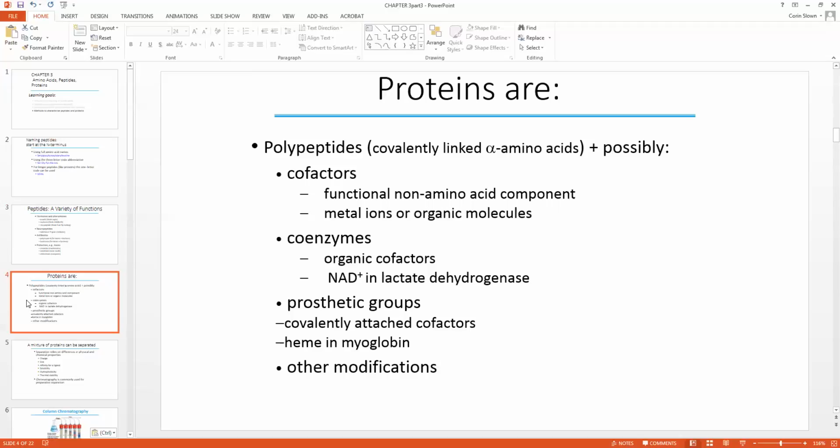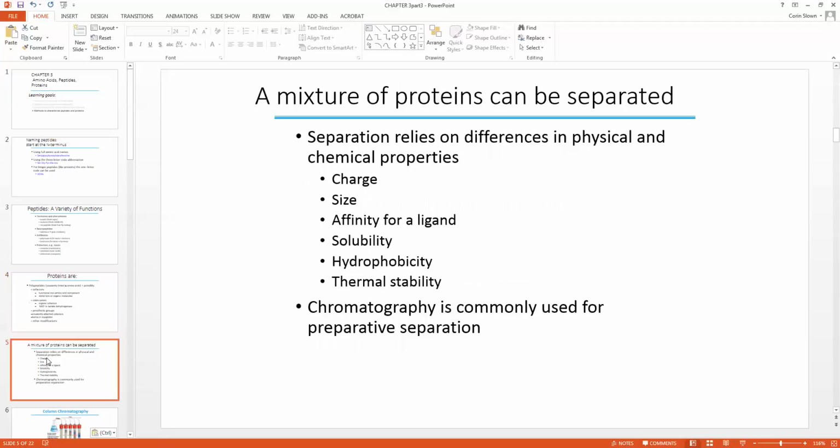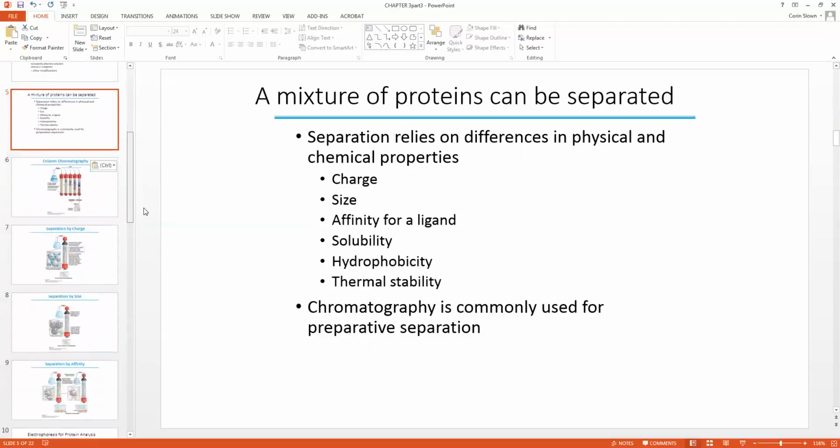And so it might be really valuable for us to think about how we might go about separating these to be able to isolate the compounds that we care about. If we think about a mixture of proteins that could be separated, there are several different types of functionality that we could use, whether that's a physical or a chemical property. So we might look at charge or size or an affinity for a ligand, or perhaps solubility, or maybe hydrophobicity, or their thermal stability. And if we're doing just a preparative separation, chromatography is a really great place for us to start.